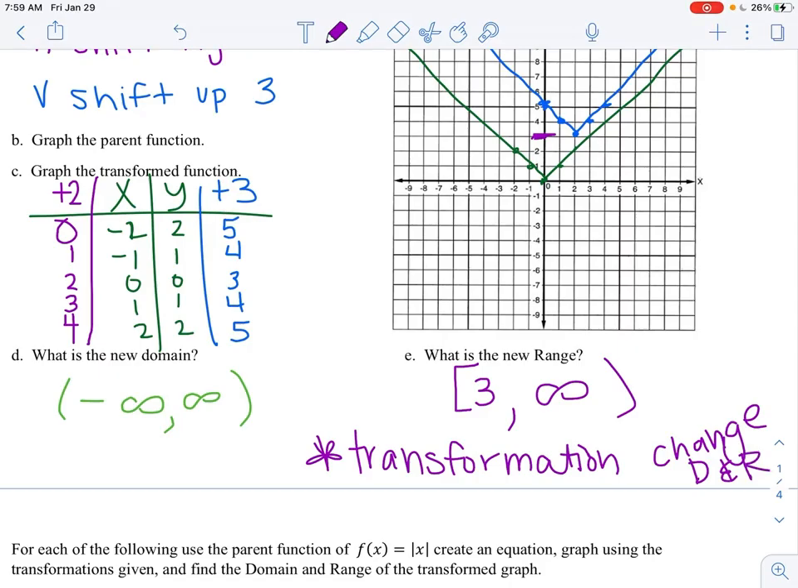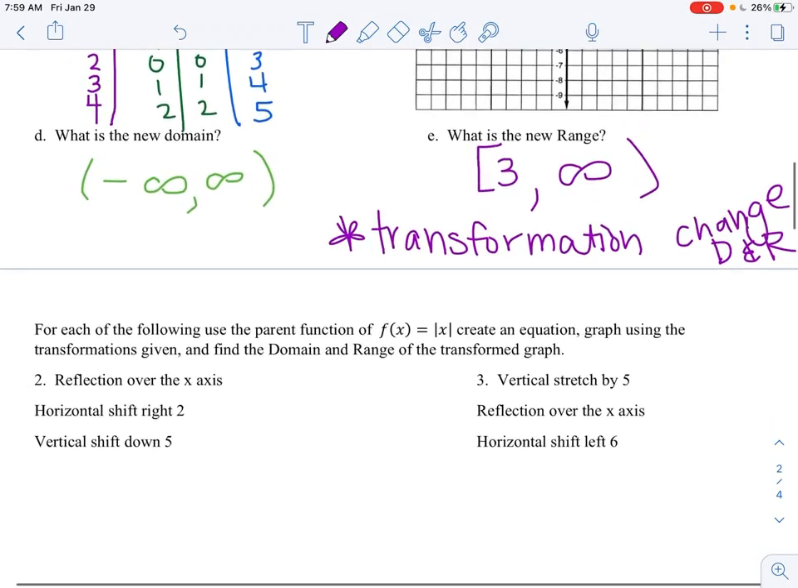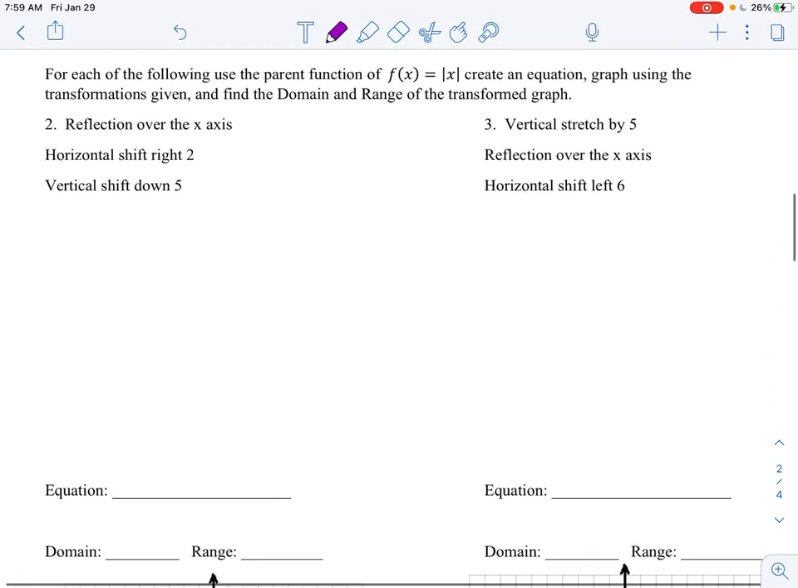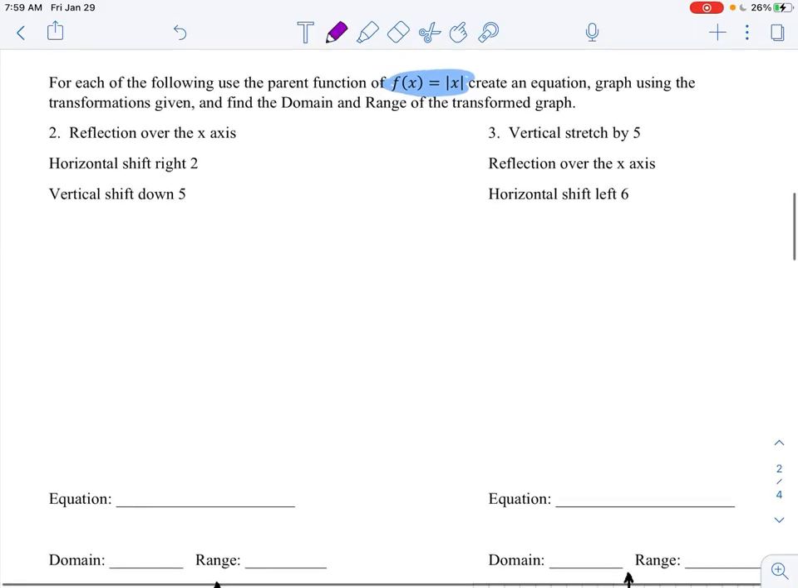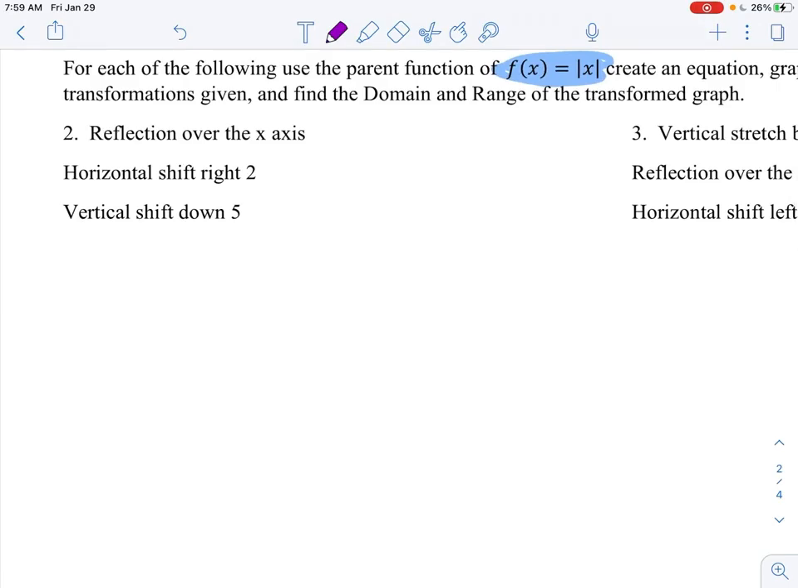So let's go to our next page. We're going to use the parent function, f of x. You want to identify which parent function because that can change. To create an equation, we're going to graph it, and then we're going to find the domain and range of the graph. So, reflection over the x-axis. So, that means it's going to be outside, oopsies, outside my parentheses. Just like to kind of identify where it's being located.